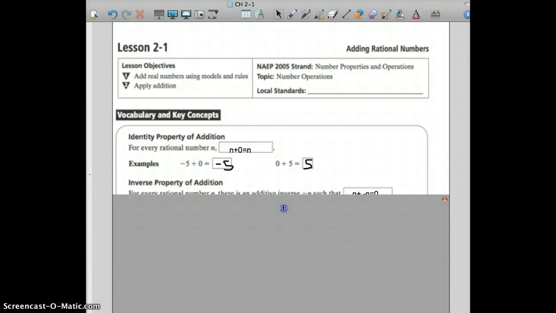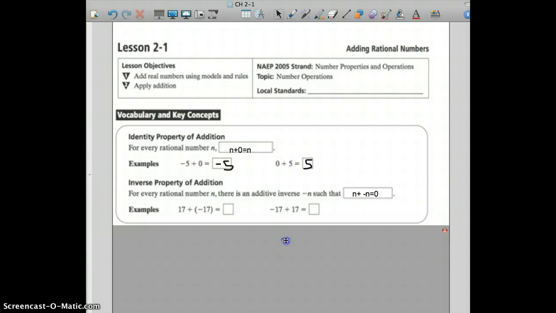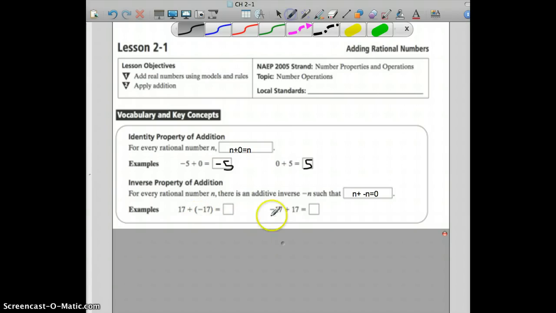The inverse property of addition tells us that if we add a number and its opposite, the result will be 0. The two examples are 17 plus -17 will result in 0, and the same with -17 plus 17 is 0.